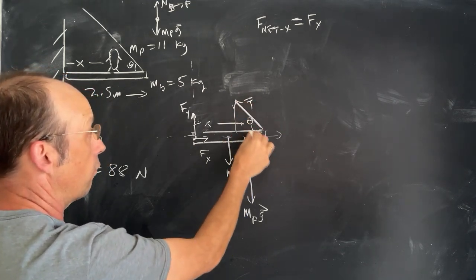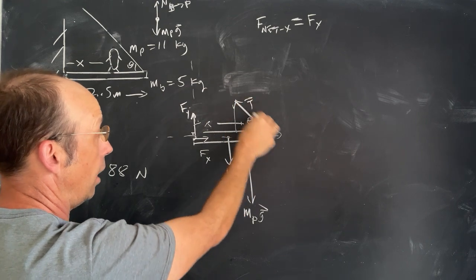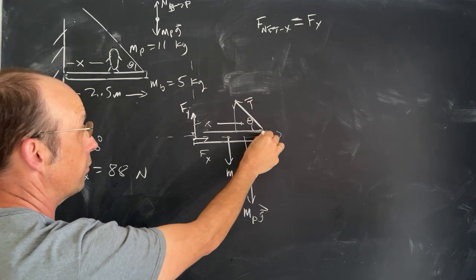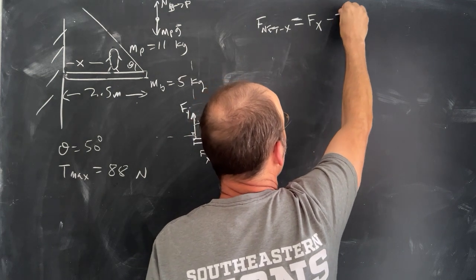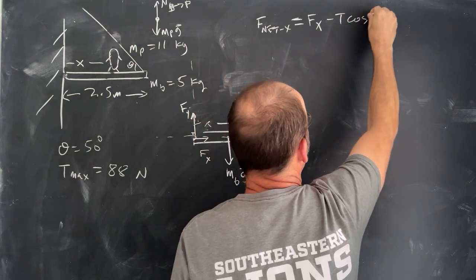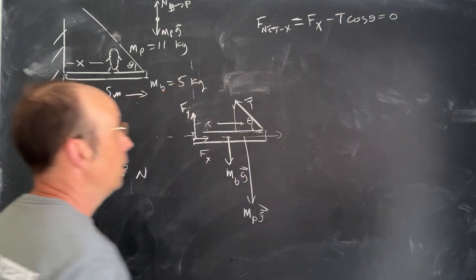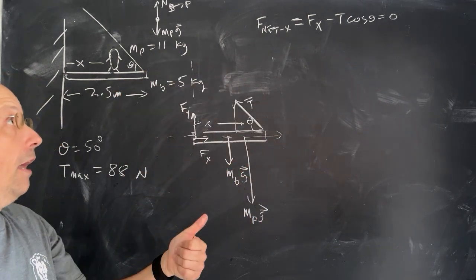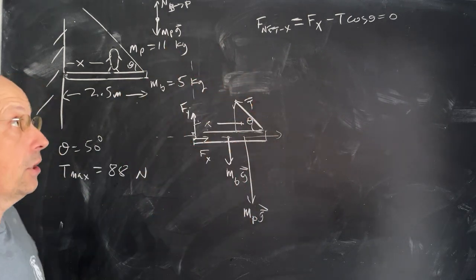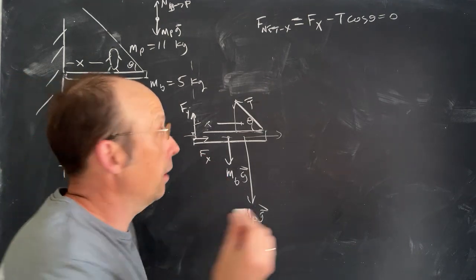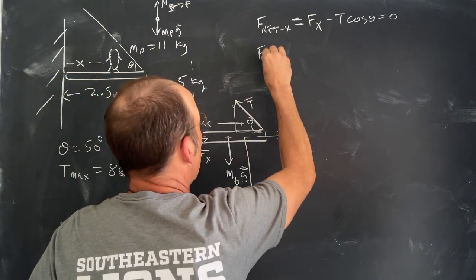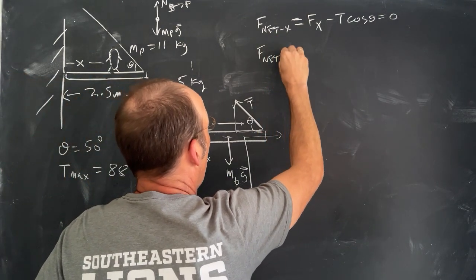So that's a right triangle. The hypotenuse is the magnitude T. So this would be the adjacent side. So it's going to be Fx minus T cosine theta, and that's 0. I don't know Fx. I don't know T. So, I mean, I know theta. That's the only thing I know in that equation. But that's okay, we're done anyway. It's good practice. Next, I'm going to write down the y equation, F net y.